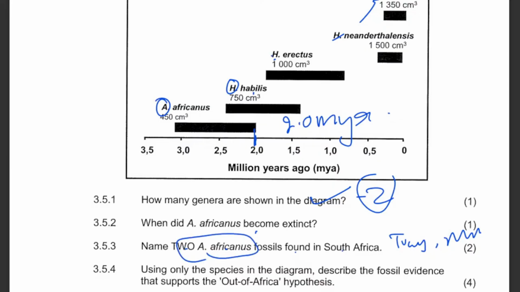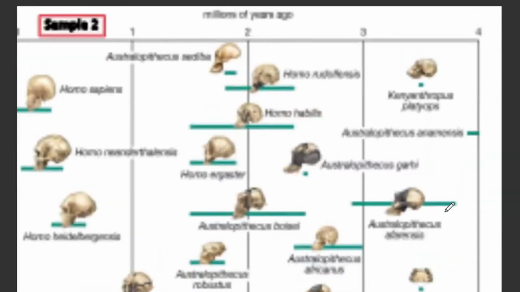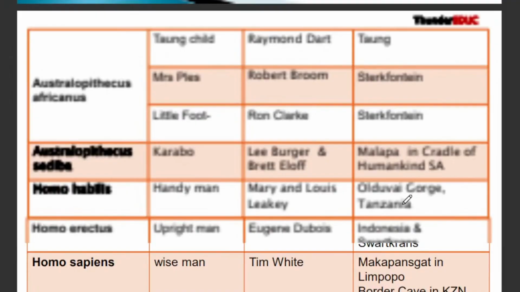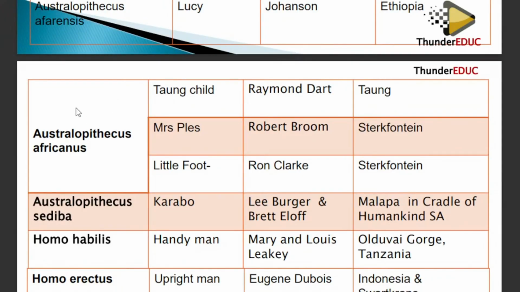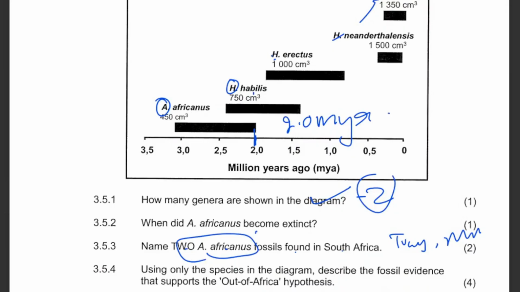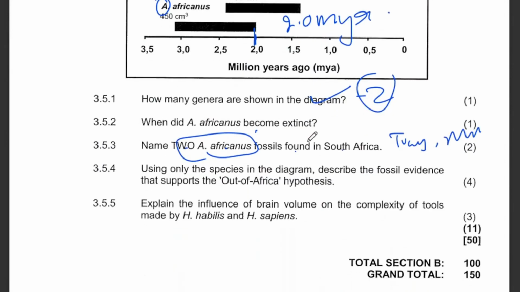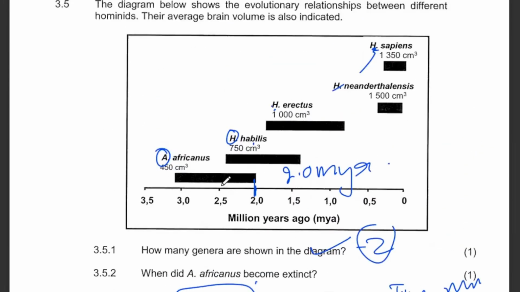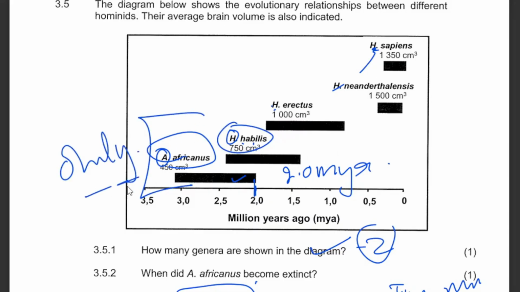Yes. So when you come back to that, is this Australopithecus africanus species? That's when I was explaining it, I said this. They are saying that they use only the species in the diagram to describe the fossil evidence, meaning the species only. Remember we said Australopithecus africanus, you give example, and Homo habilis. Australopithecus africanus species were discovered only in South Africa.